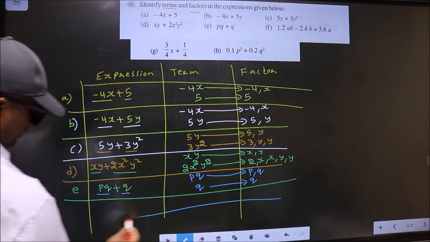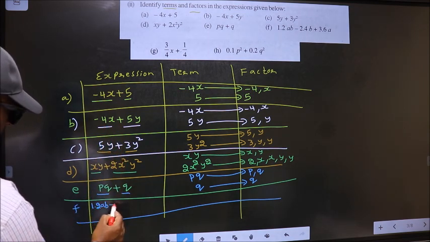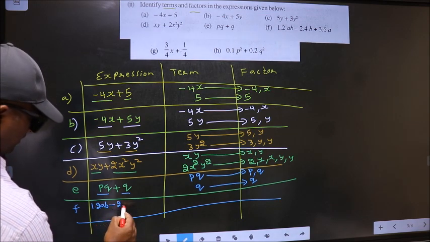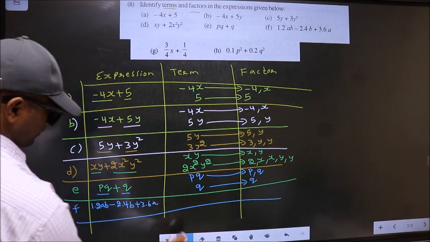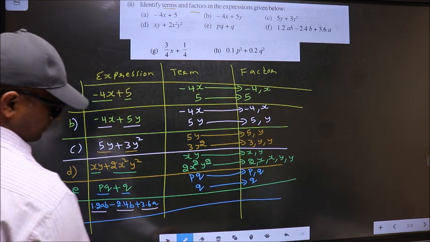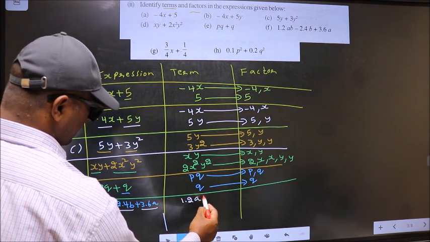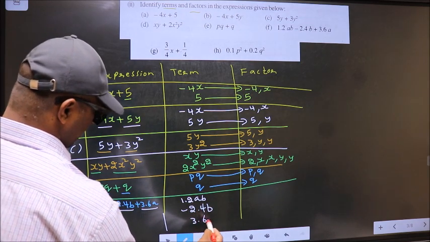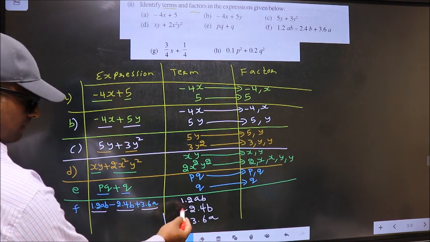Next, F. F is 1.2 AB minus 2.4 B plus 3.6 A. In this, the terms are this, this and this, that is 1.2 AB and minus 2.4 B and 3.6 A. Plus, whether you write or not doesn't make any difference, but if it is negative, definitely you should specify.